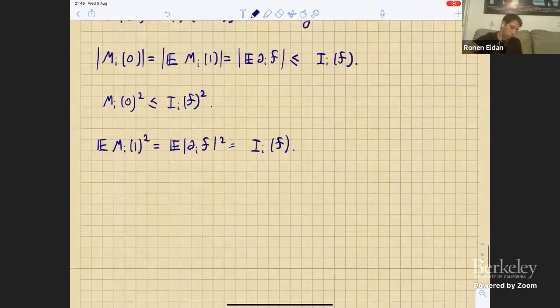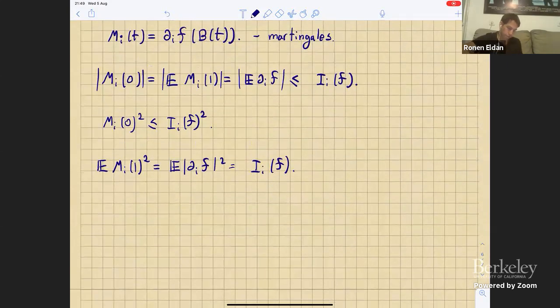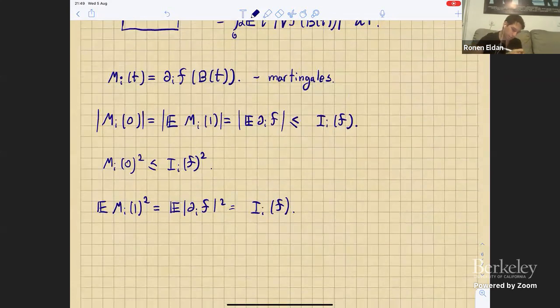So what we have here is, now let's assume, you know what? Yeah, let's assume, we're not going to lose anything here, that m_i of 0 is bigger or equal to 0. It's not going to matter at all. Even assume the function is monotone. This is not going to affect generality almost at all.